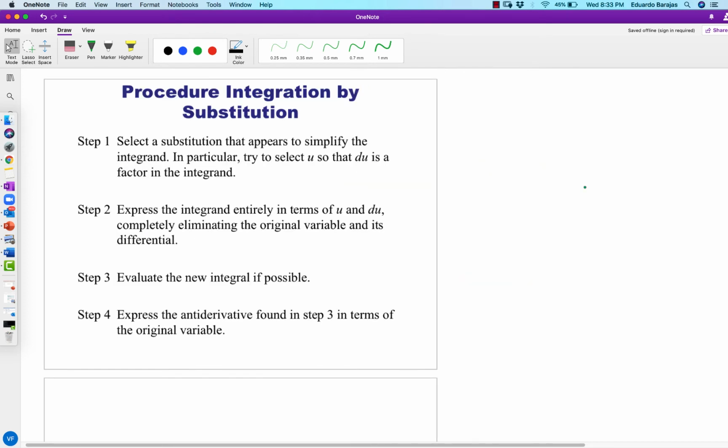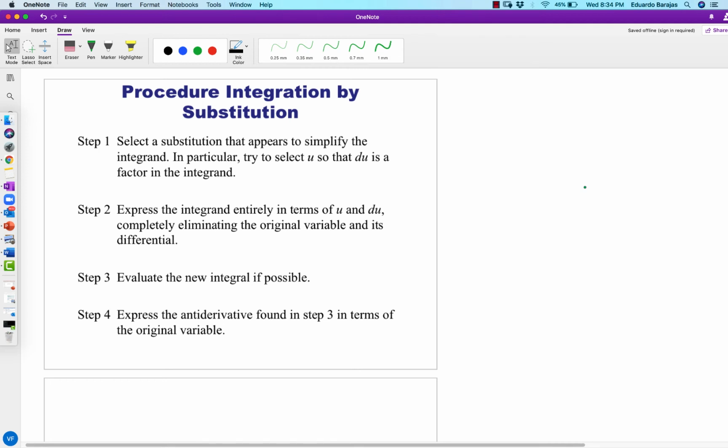Okay, so here are the steps we want to follow when we want to do the substitution method. Number 1, select a substitution that appears to simplify the integrand. That, by far, is the hardest thing to do. Sometimes it's really, really challenging to think about what a proper substitution should be and why it would end up simplifying your equation. So in particular, try to select u so that du is a factor in the integrand, right? So pick a u such that its derivative is in the function that you're trying to integrate, the integrand. Okay, like I said, that could be tricky, just takes a little bit of practice.